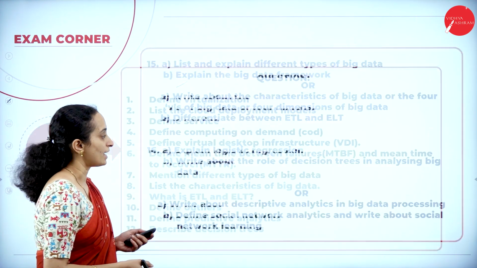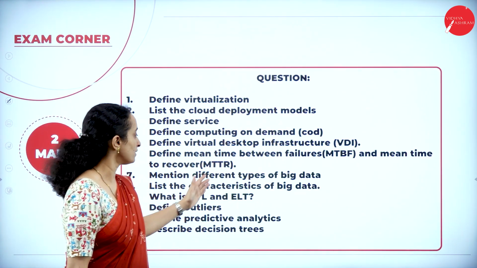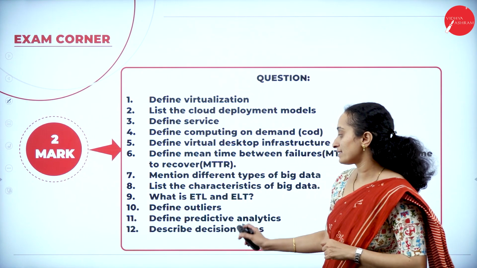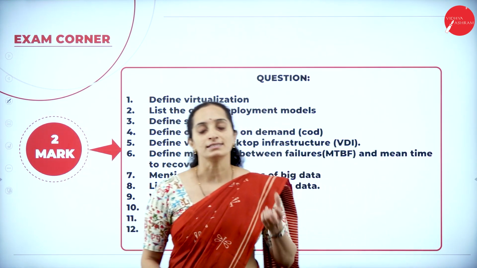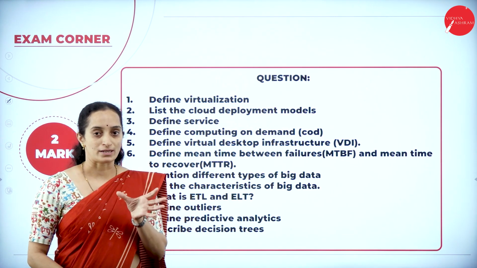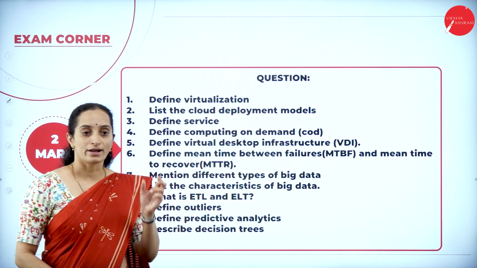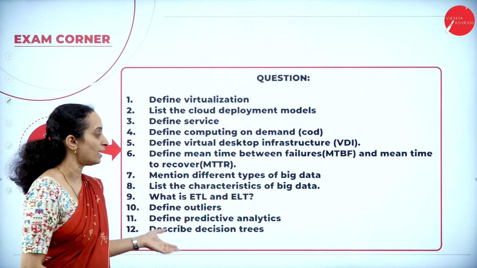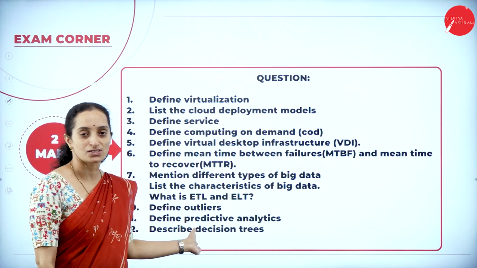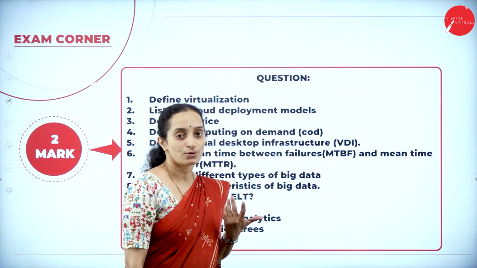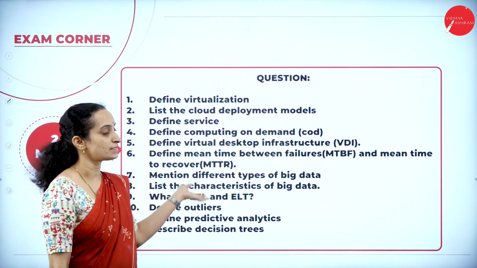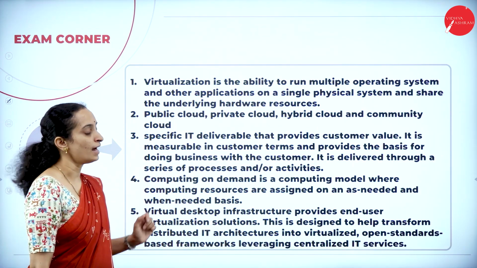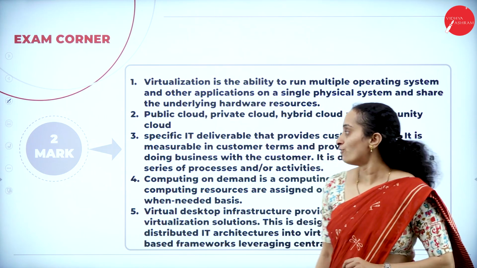Okay, let's look at the answers you can give. Here are the questions from the first part, that is part A. You will get 12 questions. You can answer in one definition, one statement, one sentence, or in a few words or expressions. So these are the possible questions. Since this is a new subject, you don't have a previous year's question paper, so we can only speculate what questions may come. Okay, these are the answers you can give for the 2 marks.